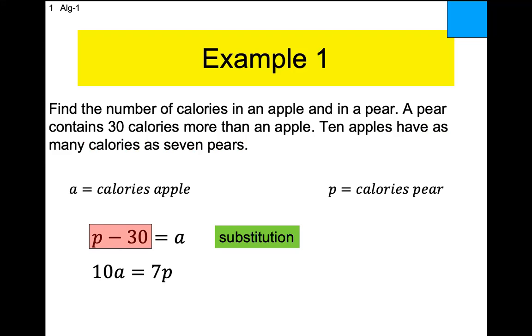Anytime you see the letter A, hey, I see the letter A, what can I write? I can write P minus 30. So that's what I'm going to do. This is the substitution. You're going to take what's in red here, and if you see the letter A, you're going to write P minus 30. Well, the second equation says 10A, so I'm going to write P minus 30 where there's a letter A.